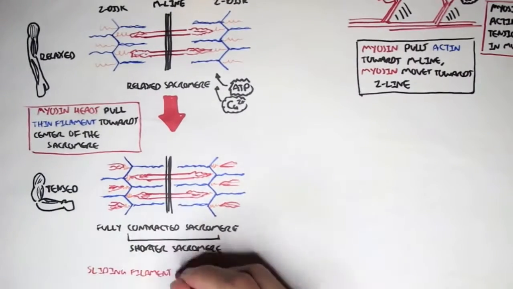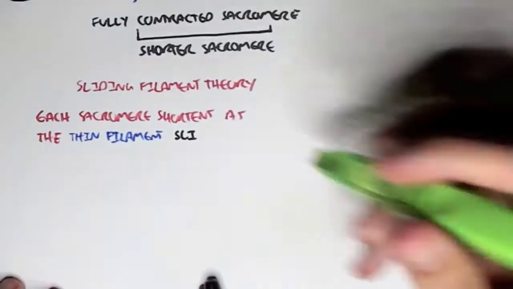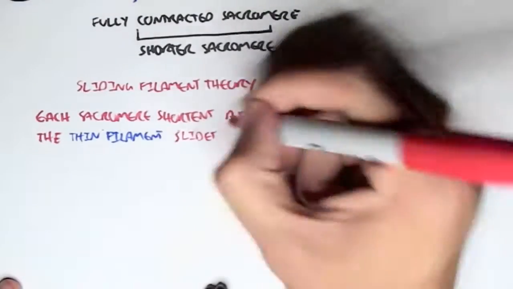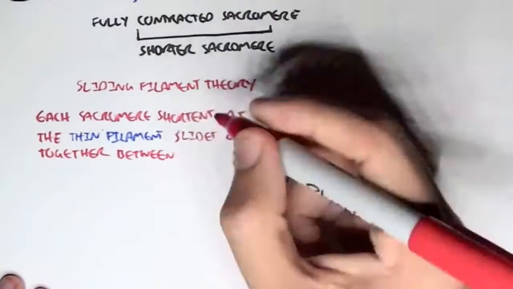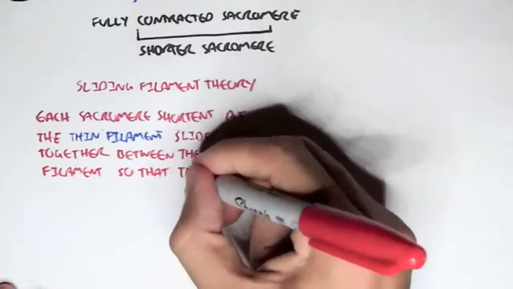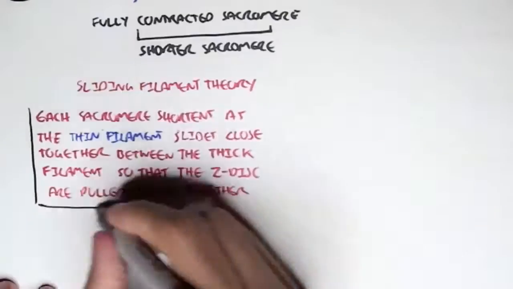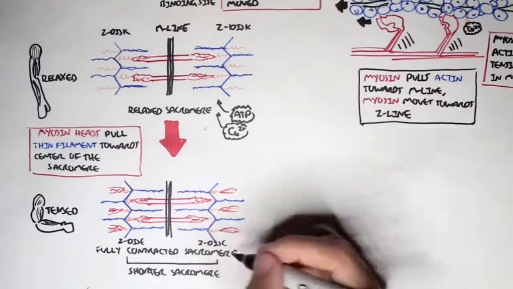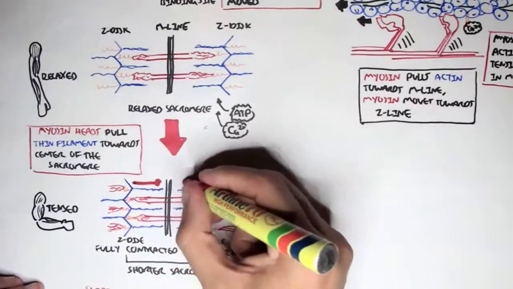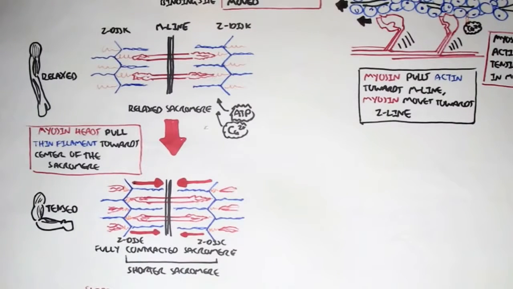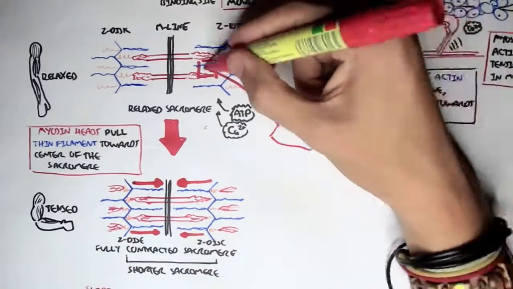And this is known as the sliding filament theory. And the sliding filament theory states that each sarcomere shortens as the thin filaments slide closer together between the thick filaments, so that the Z discs are pulled closer together. So what this means is that essentially the Z discs are coming close together like so. And this is what contraction looks like at an intramolecular level.